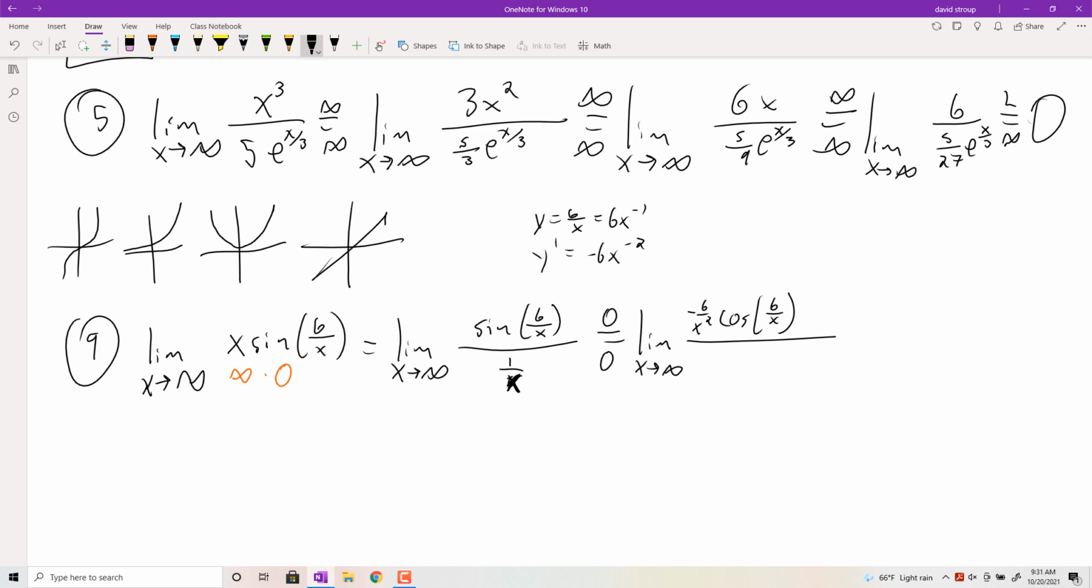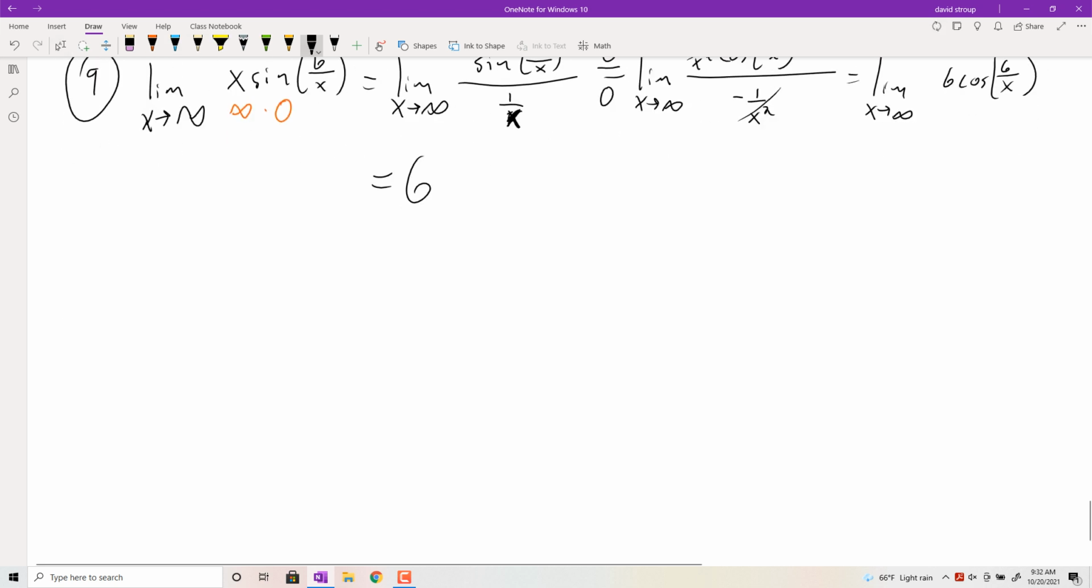Downstairs, then I have kind of the same thing. It's just negative 1 over x squared. Then you could easily simplify here and here. You end up with the limit as x goes to infinity of just rather positive 6, right? Because it would be positive 6 left over. As soon as I get my eraser to work, there we go. 6 cosine of 6 over x. As x goes to infinity, 6 over x will go to 0. Cosine of 0 is 1. So 6 times 1 is our answer. Okay.